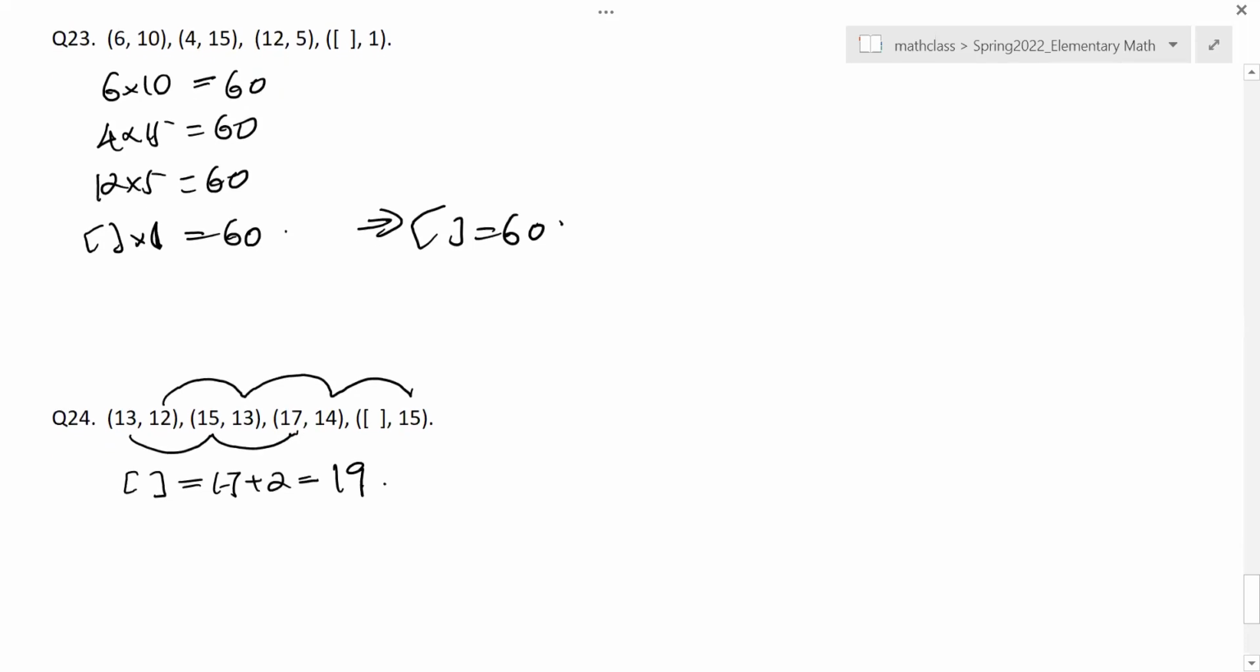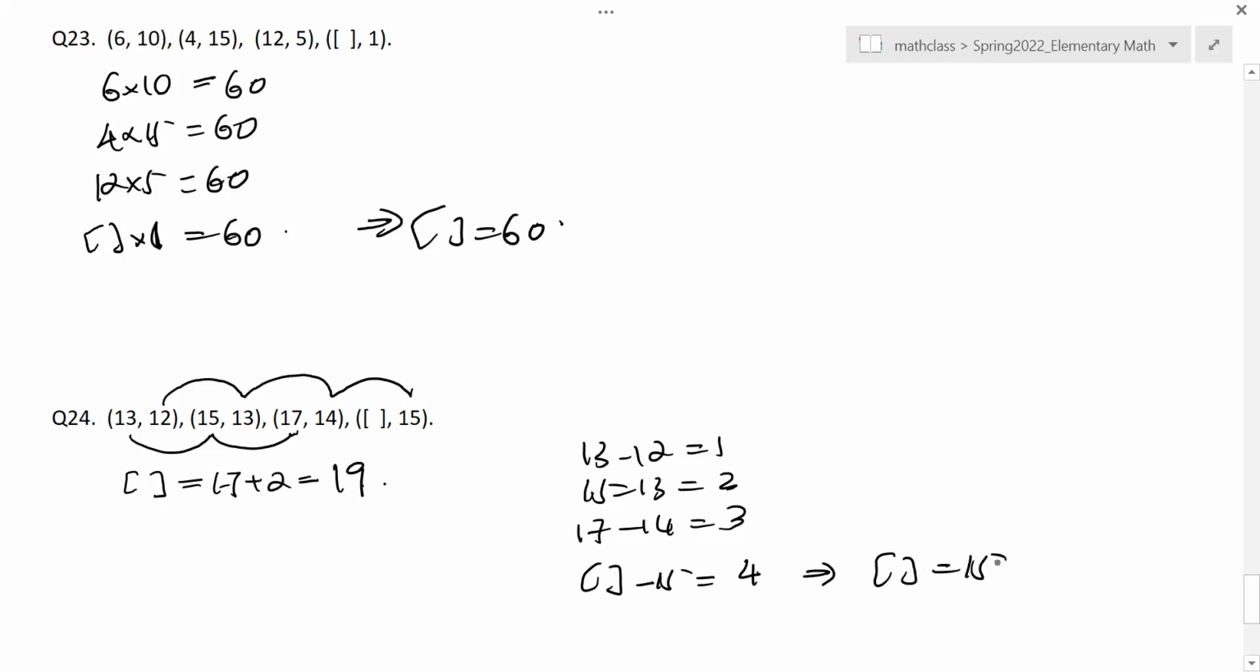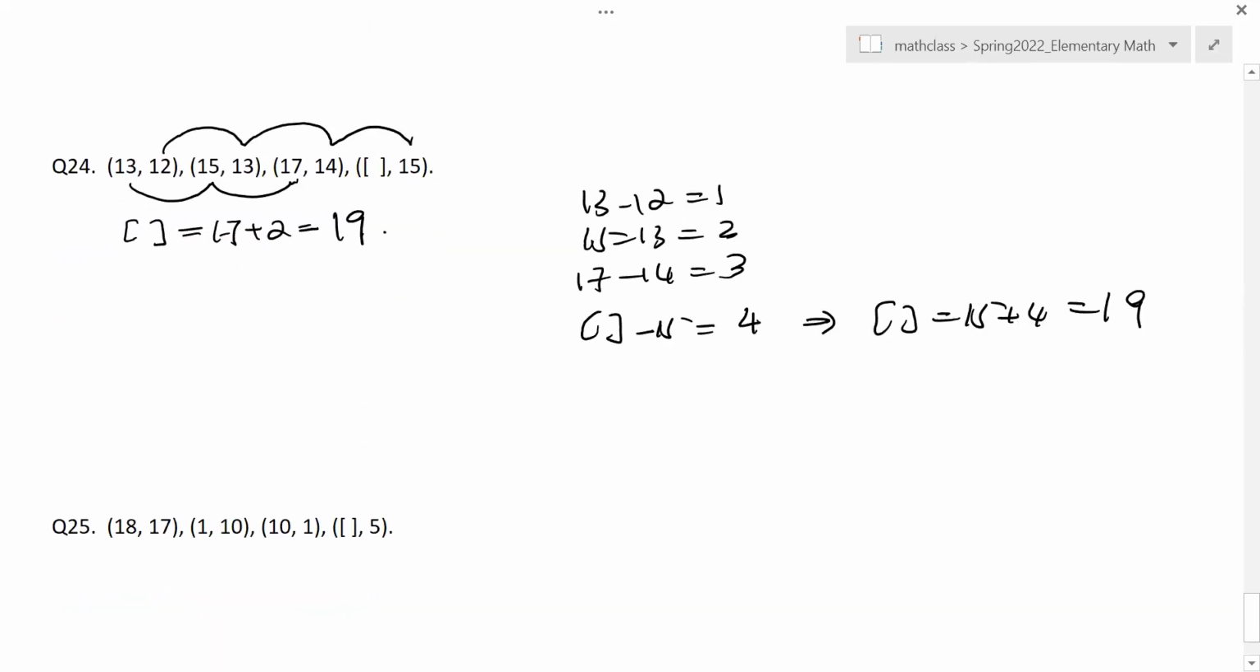Okay, another way you can solve the problem is 13 minus 12 is 1, right? 15 minus 13 is going to be 2. 17 minus 14 is going to be 3. So that number minus 15 equals 4. So that also implies it's going to be 19. So different reasons, you can also end up with the same answer. Okay. All right, so here's another one.